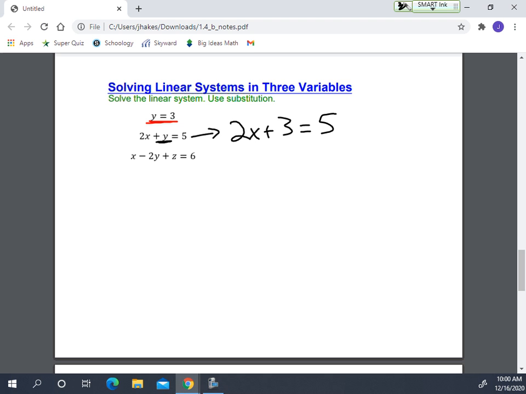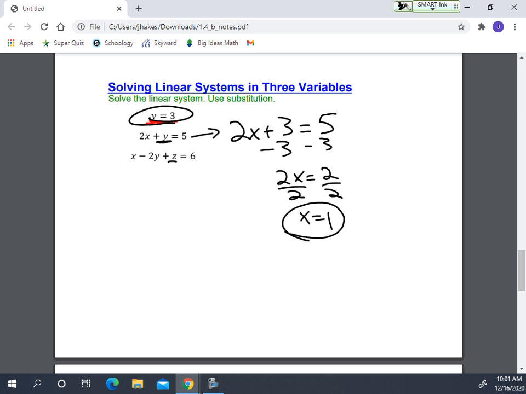We don't want to solve this. We just have to subtract 3. And 2x is equal to 2. Divided by 2, x is equal to 1. Holy cow. That's good information. So we already have x. We already have y. Now we have to solve for z.